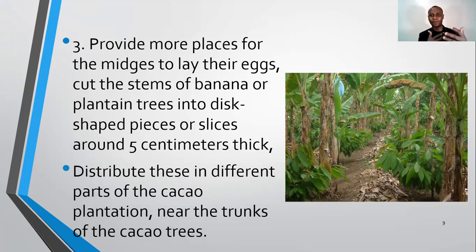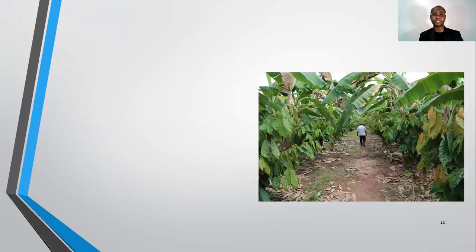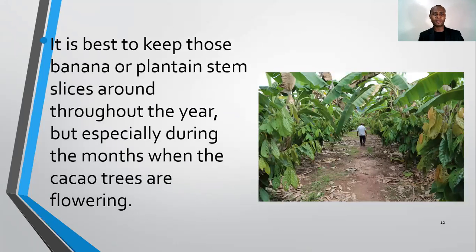Now these are some of the ways you can help multiply the colony of midges on your farm. It is best to keep those banana or plantain stem slices throughout the year, especially during the rainy months when the trees are about to flower.